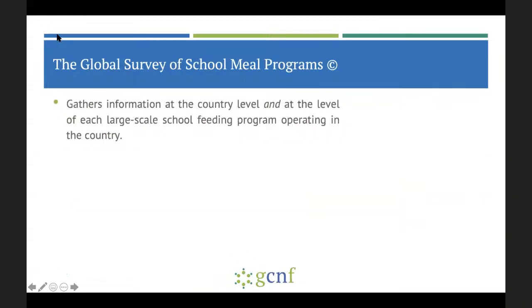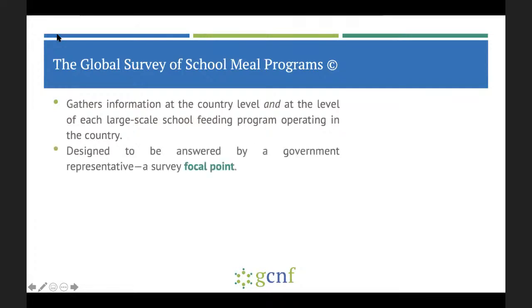The global survey gathers information at the country level and also at the level of each large-scale school feeding program operating in the country. And the survey is designed to be answered by a government representative, what we call a survey focal point. And it's very important to GCNF that the individual who is responsible for answering the survey for the country be a government representative. Partly because we think that participating in this exercise will lead to an improvement in what the government knows about school feeding in their country, and also an improvement in future data and reporting.